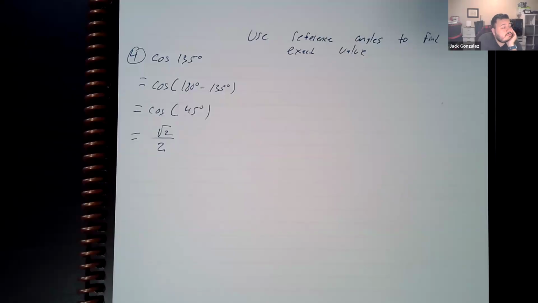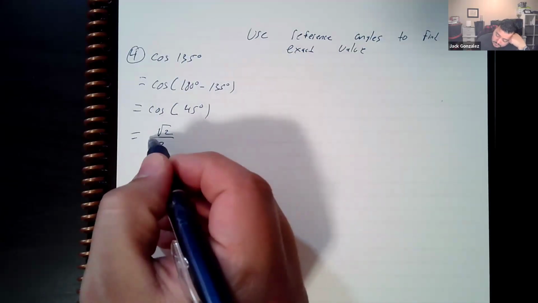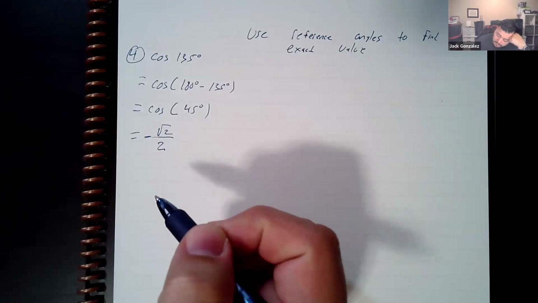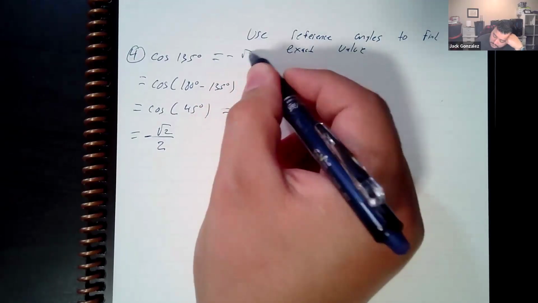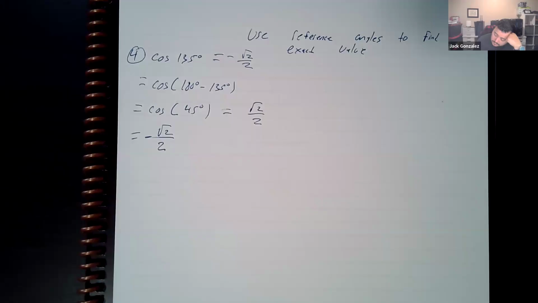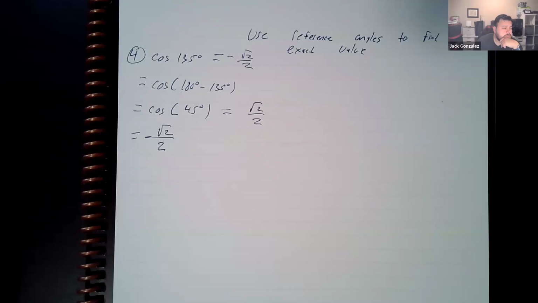The only thing is, I don't see how that's helpful. Also, we need to remember that in this quadrant, cosine is negative. So this one is root 2 over 2, but this one is negative root 2 over 2. Let me show you the question. I don't see why reference angles would be necessary. I think it's kind of dumb.